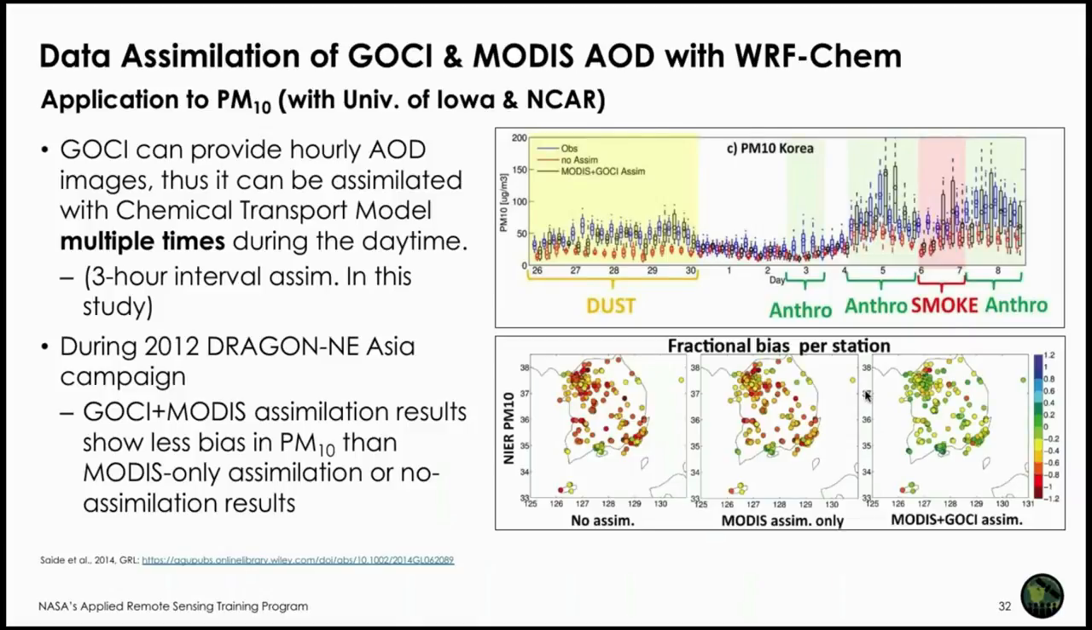During the 2012 spring, there were several heavy aerosol events, such as dust cases in the first period, anthropogenic emission and smoke cases as follows. In our figure, the original chemical transport model is the red line. We can see this red line here, and the ground-based PM10 measurement is the blue line. We can see a big gap between the observed blue line and the simulated chemical transport model result, the red line, a big gap between them.